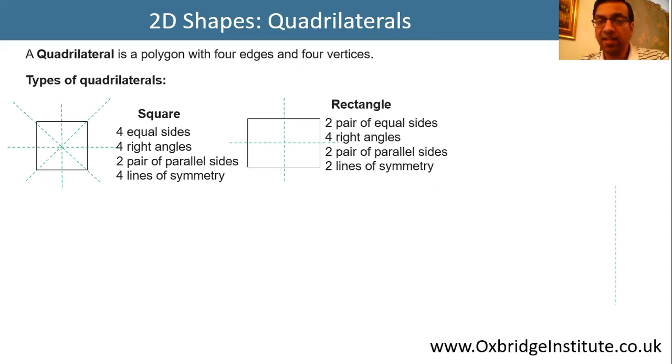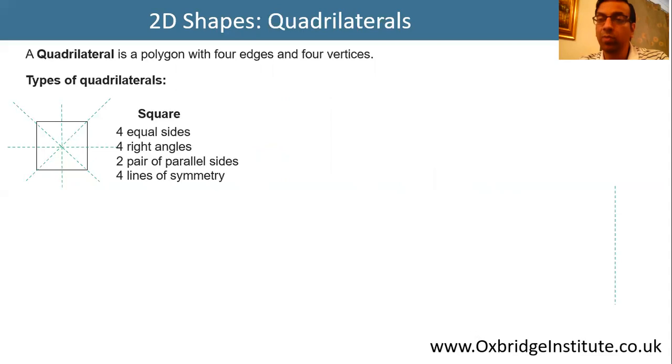Then we have a rectangle which has 2 pairs of equal sides and 4 right angles, 2 pairs of parallel sides, and 2 lines of symmetry. I know this is a lot of information to take in, but after the video, just pause this screen and try to understand what all of these things mean, and try to work out for yourself how many lines of symmetry, how many right angles, how many pairs of parallel sides each figure has. And if you internalize it, it will really help you in the exam.